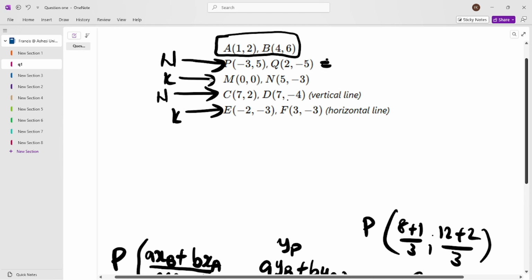So this one in the ratio 3:2. This one in the ratio 1:5. This one in the ratio 1:2, and this one in the ratio 4:3. Yeah, 4:3.